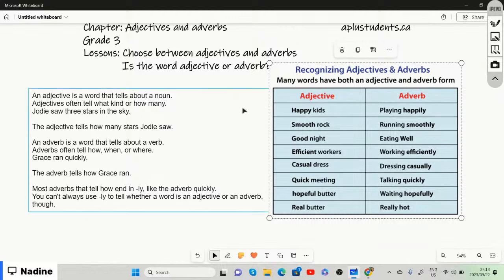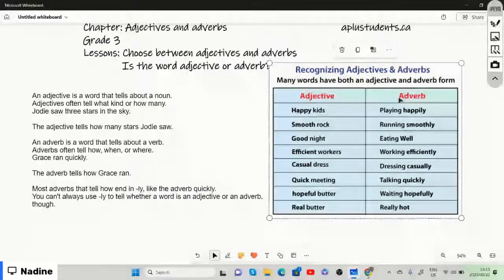So it tells us how the action is being done, when the action is being done, or where the action is being done. Now if we look at examples of adjectives as well as adverbs, like the differences between an adjective and an adverb, this is us basically comparing.